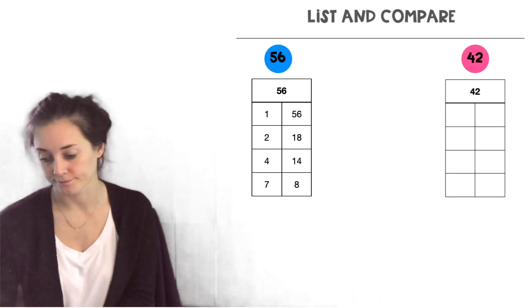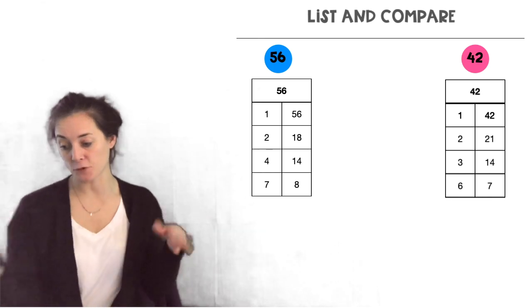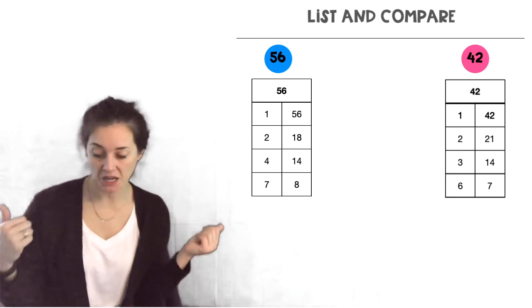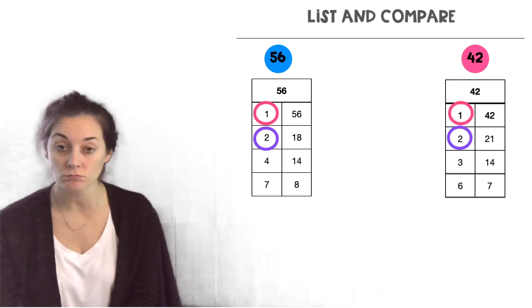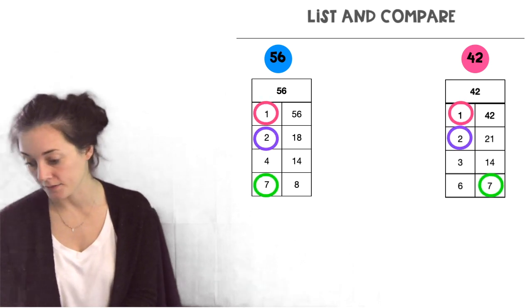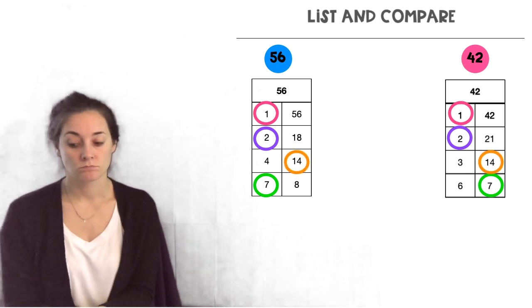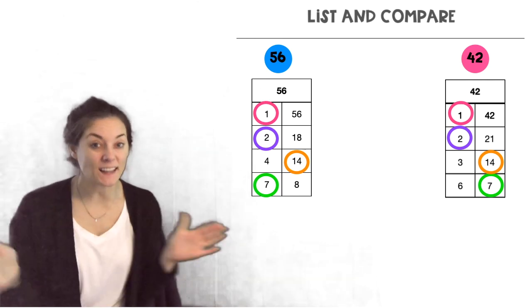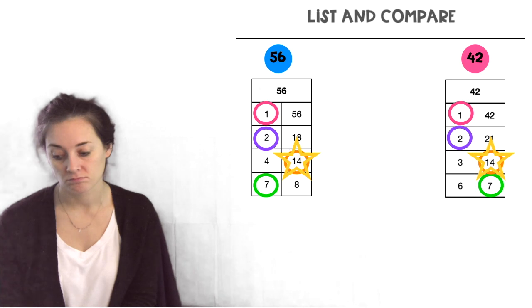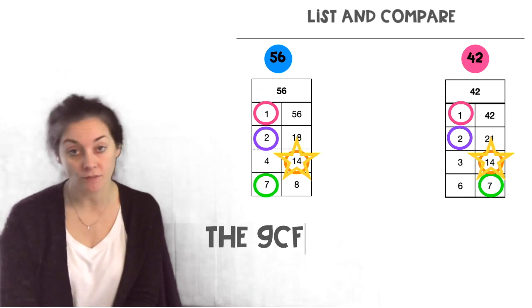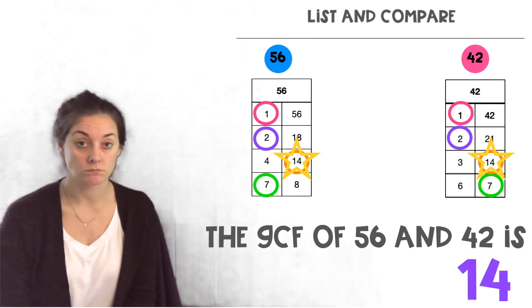Now let's do 42. Same thing. 1 and 42, 2 and 21, 3 and 14, and 6 and 7. Okay? Now I'm going to start comparing. Well, they both have 1. They both have 2. They both have 7. And they both have 14. So what's my greatest common? What's the biggest value that they have in common? 14. The greatest common factor of 56 and 42 is 14.